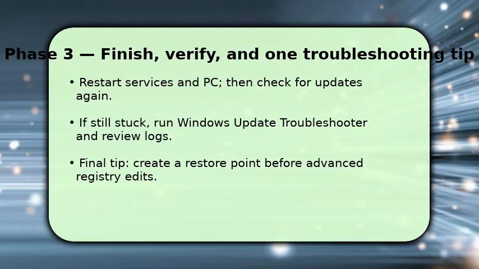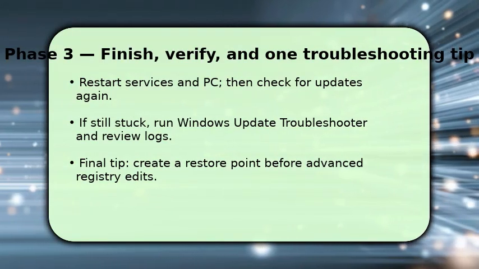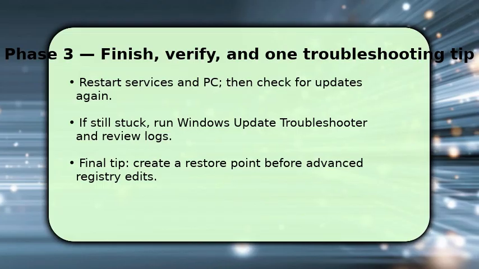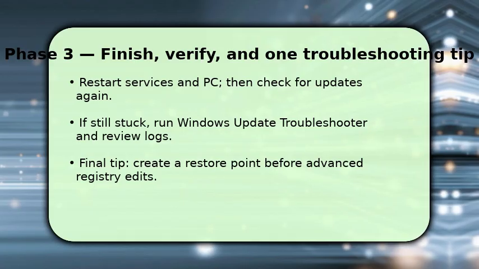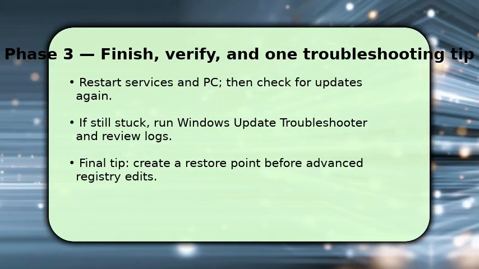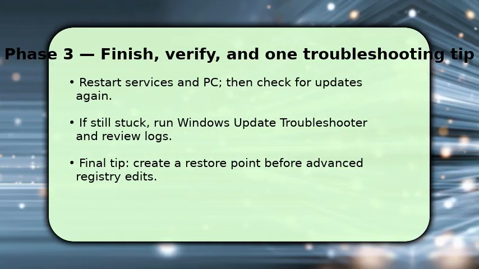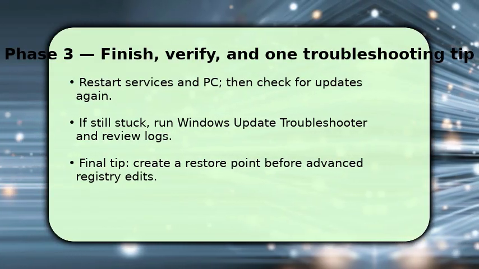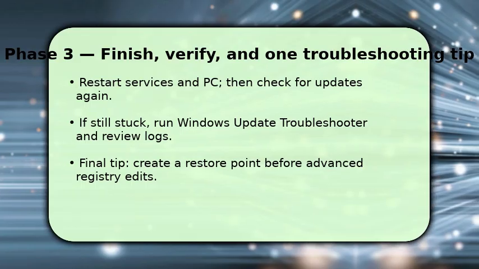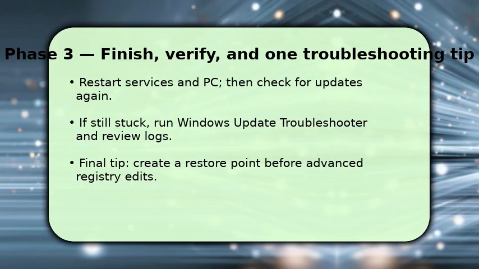Finish by restarting the stopped services and rebooting the PC. This allows rebuilt folders and repaired files to load. Once the system restarts, go to Settings and force a check for updates. If the issue is cache or component corruption, updates should appear. If not, run the built-in Windows Update Troubleshooter and scan the Windows Update log for error codes to target fixes.